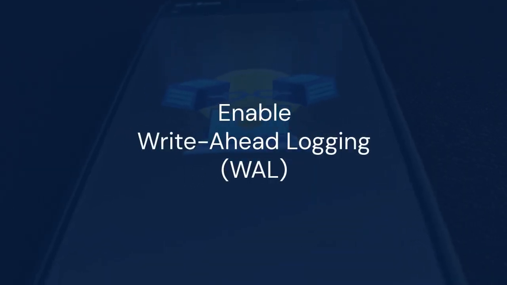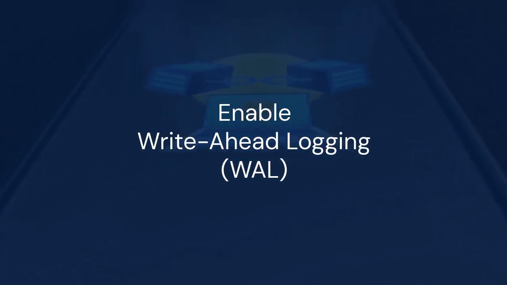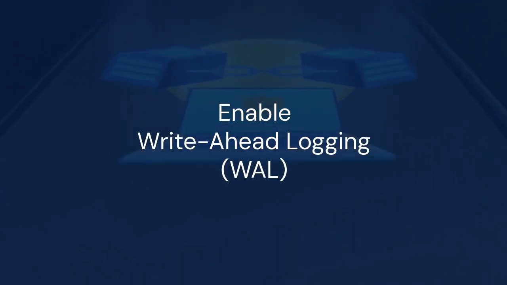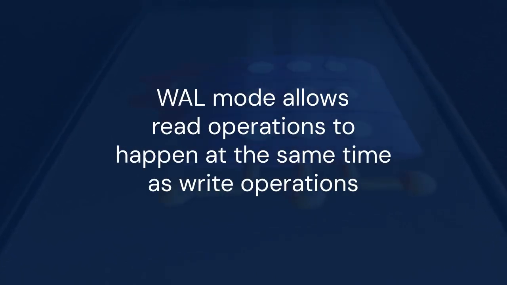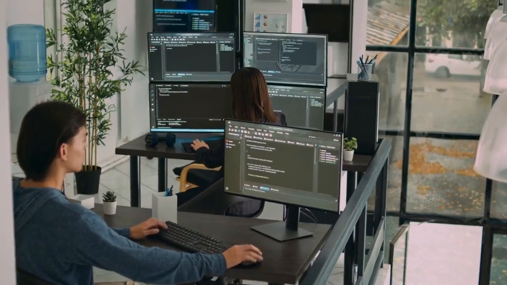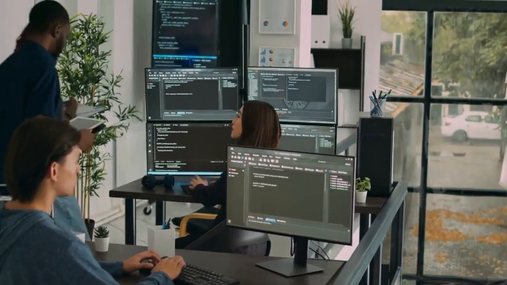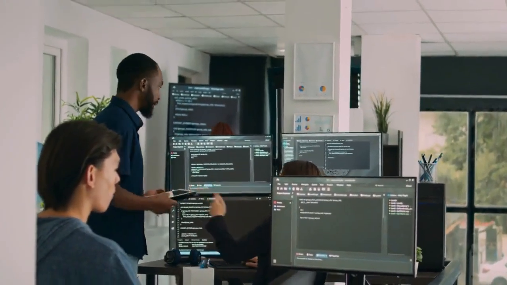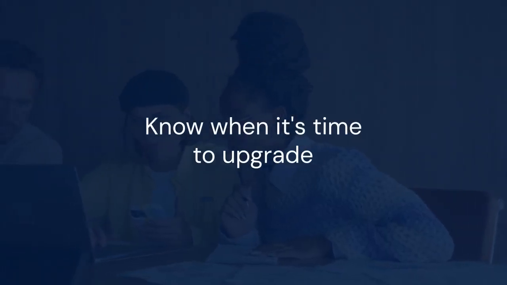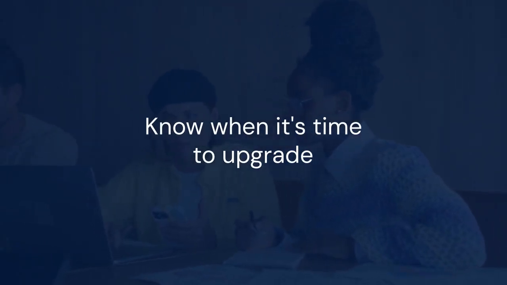Third, you can enable a special mode called write-ahead logging, or WAL. In default mode, reading is blocked while writing happens. WAL mode is more advanced and allows read operations to happen at the same time as write operations, which dramatically reduces locking issues. You can enable it by executing the command PRAGMA journal_mode=WAL right after you connect to your database.